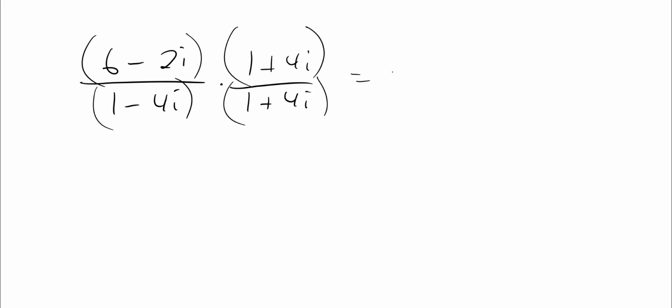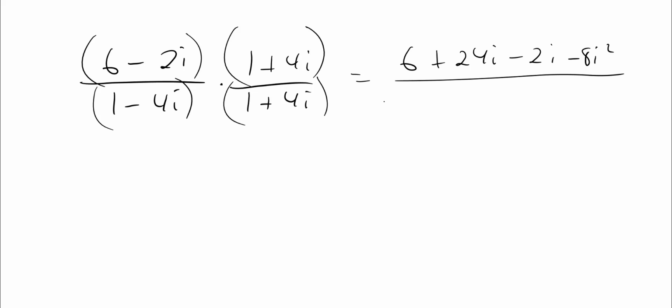I like putting parentheses. Okay, 6 times 1 is 6. 6 times 4i is 24i. Negative 2i times 1 is negative 2i. And negative 2i times 4i is negative 8i squared. Don't forget, i times i is i squared. Okay? And the bottom, 1 times 1 is 1. The outside and inside cancel. And then negative 4i times positive 4i is negative 16i squared.